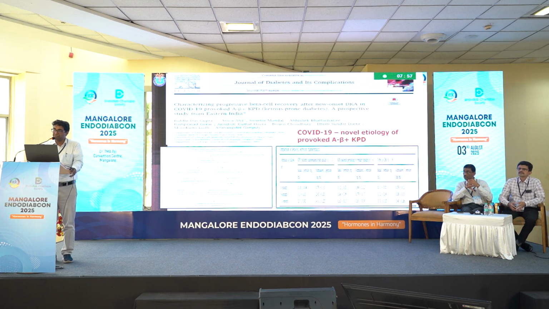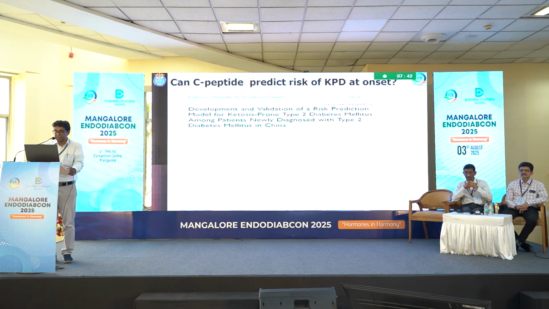So whenever you're getting a patient of diabetic ketoacidosis, it's important to keep these differentials in mind. Not all DKAs, especially if they are antibody negative, are necessarily type 1 diabetes. So that's the message from doing these C-peptide levels.